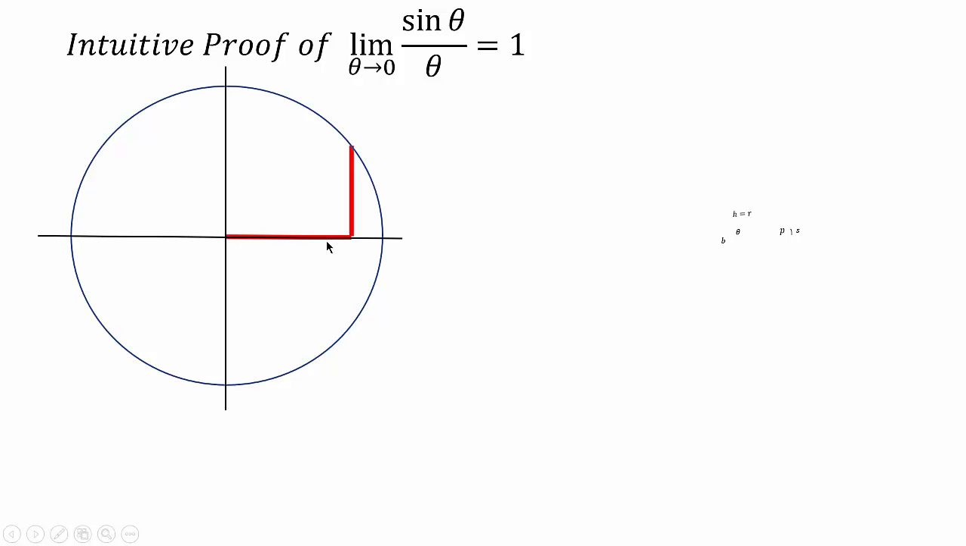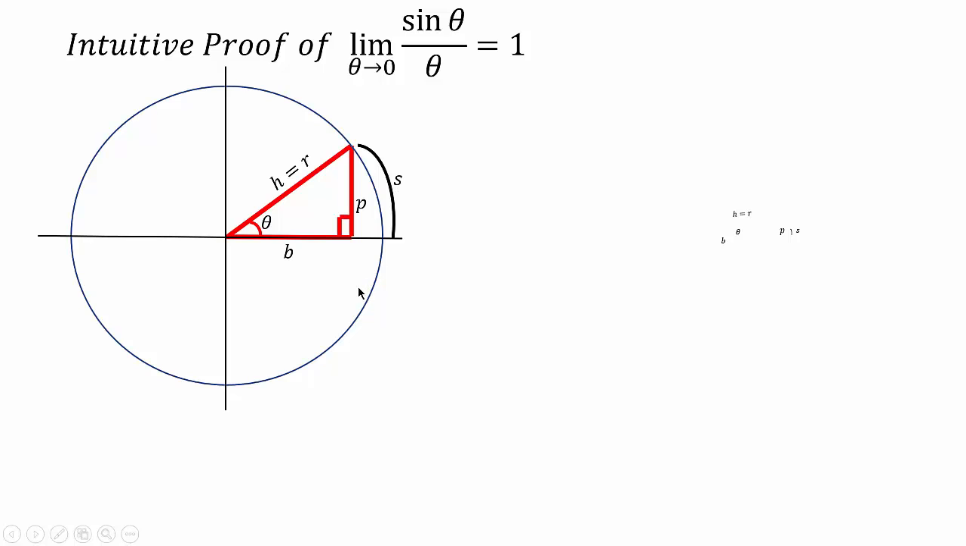This will be a right angle triangle, and let's say we consider this angle as theta. This will be the base, and this will be perpendicular P, and we will have the hypotenuse, which will be equal to the radius of this circle, and this will be the arc length from here to here corresponding to the angle theta, which we call as S.